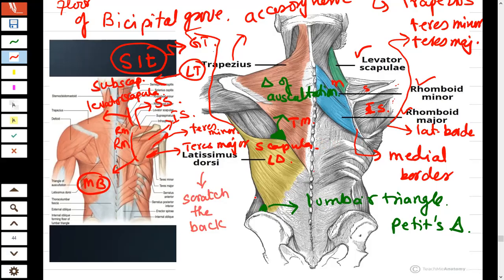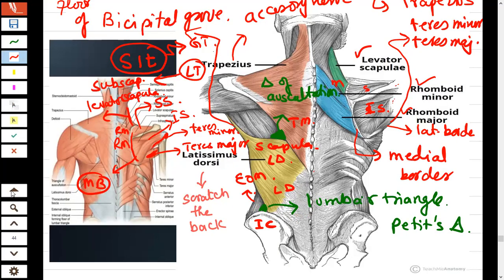What are the borders? See here, this is your latissimus dorsi muscle. This is your iliac crest. And this is your external oblique muscle. So these are the boundaries of your what? Of your lumbar triangle, also known as what? Pettit's triangle. Clear to everyone?